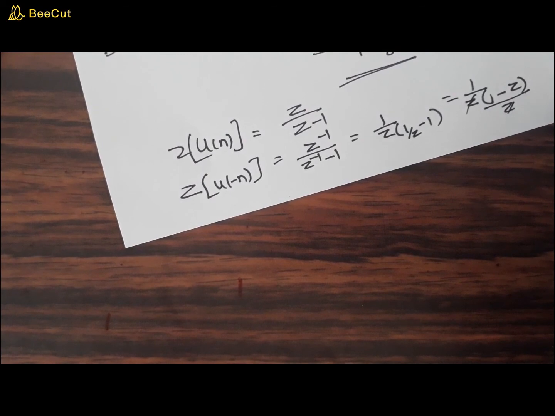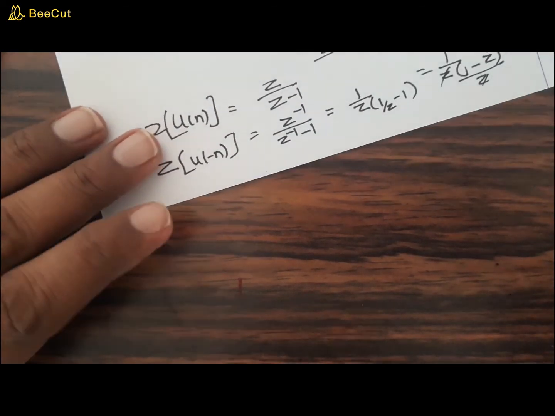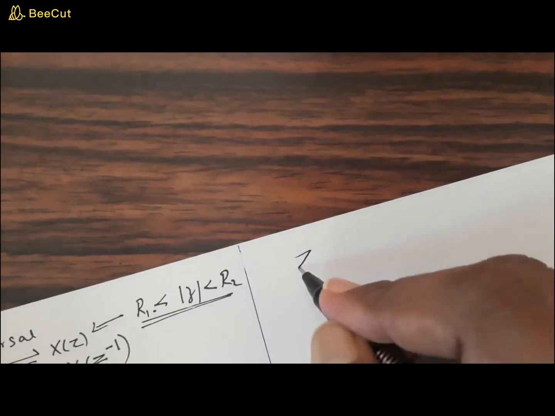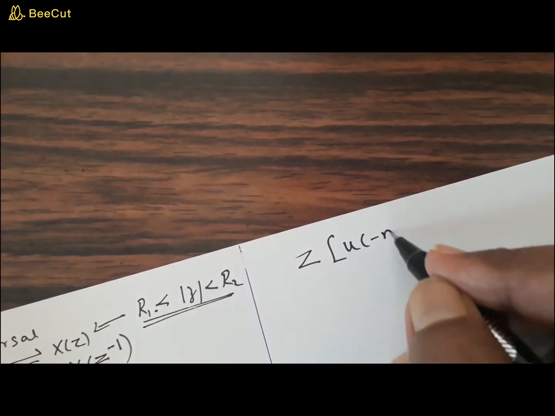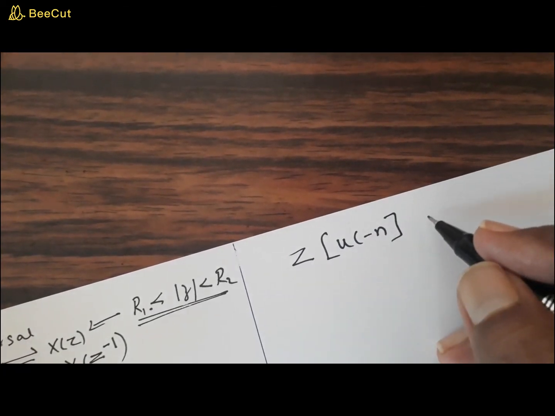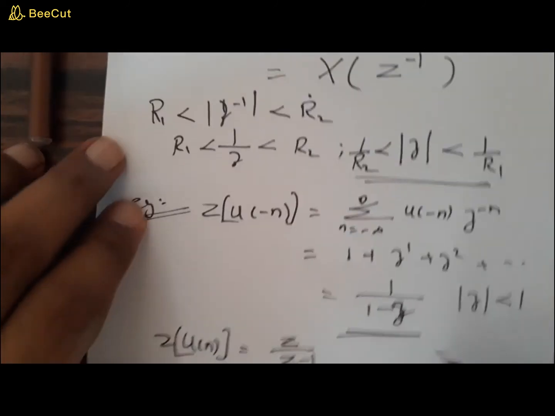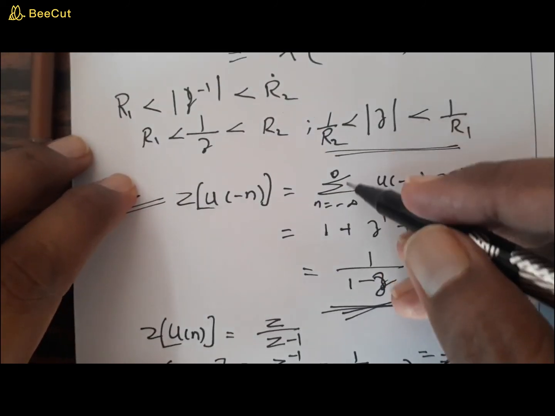Now this is x of z raised to minus 1. So by applying the property, you got the z transform of u of minus n to be 1 by 1 minus z, right? Okay, so this is the answer which we got directly from that expression.